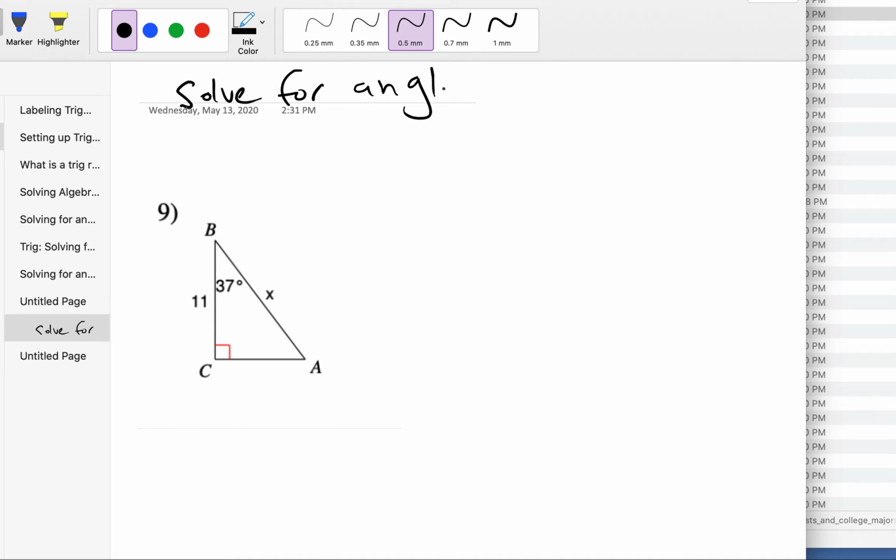Number 9 looks like this. I'm just going to change the numbers. So I'll leave x there and I'll just change this to 10. So you have to still do it by yourself. We're going to label this the hypotenuse.